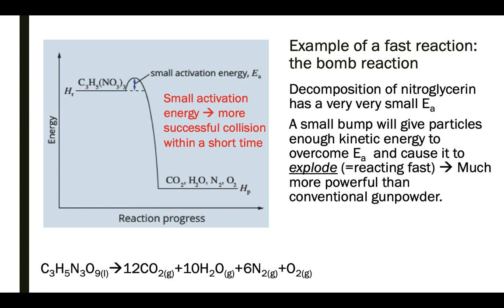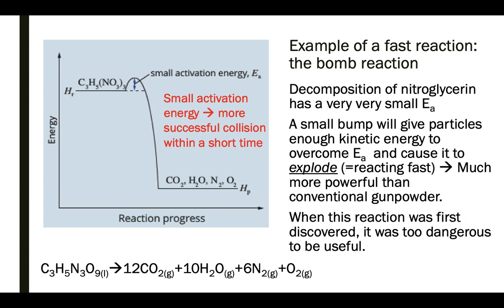So when this reaction was first discovered, even a small bump would give the particles of the reactants enough kinetic energy to overcome that small EA and cause it to explode. Okay, basically an explosion just means a reaction happening really fast. So this reaction is much more powerful than conventional powder. However, because the activation energy is so small, for the longest period of time we couldn't even use it because it was too dangerous, until Alfred Nobel found a way to stabilize it.